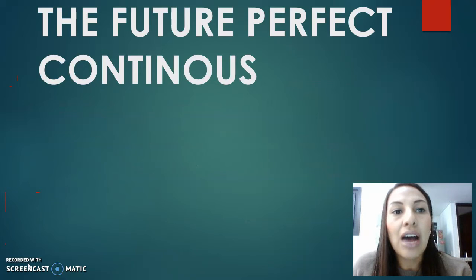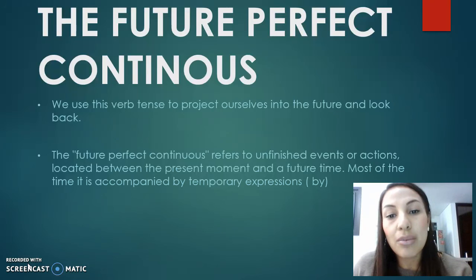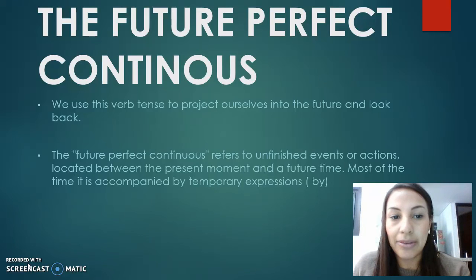And finally, we have the future perfect continuous. We use this verb tense to project ourselves into the future and look back. The future perfect continuous refers to unfinished events or actions located between the present moment and a future time. Most of the time, it is accompanied by temporal expressions, like by.